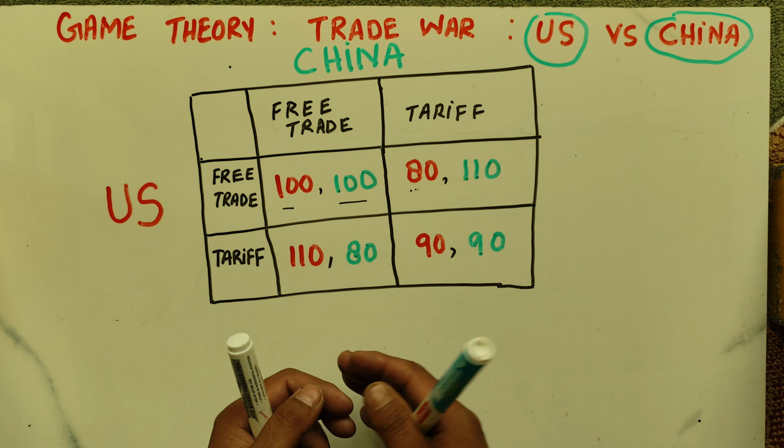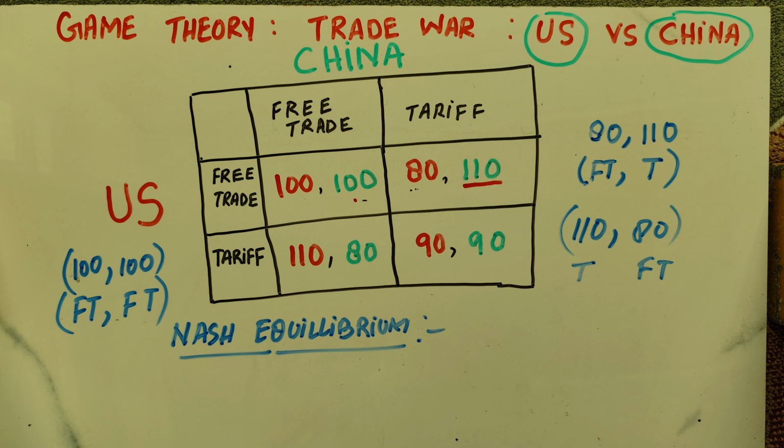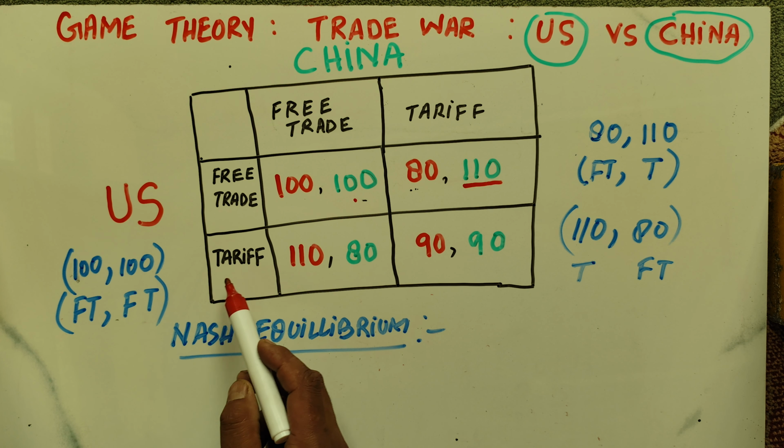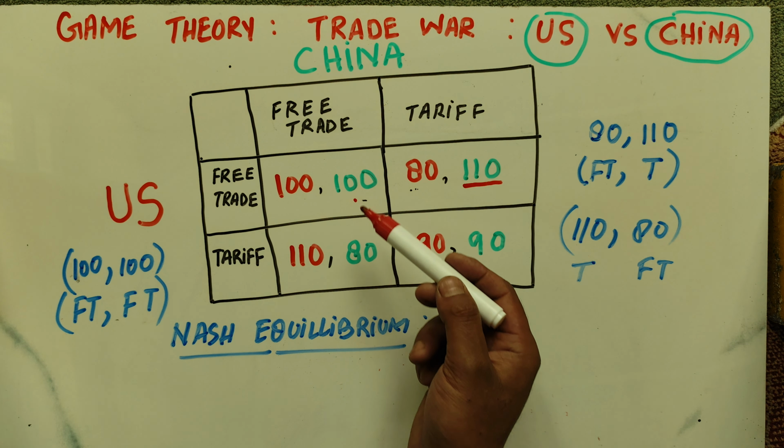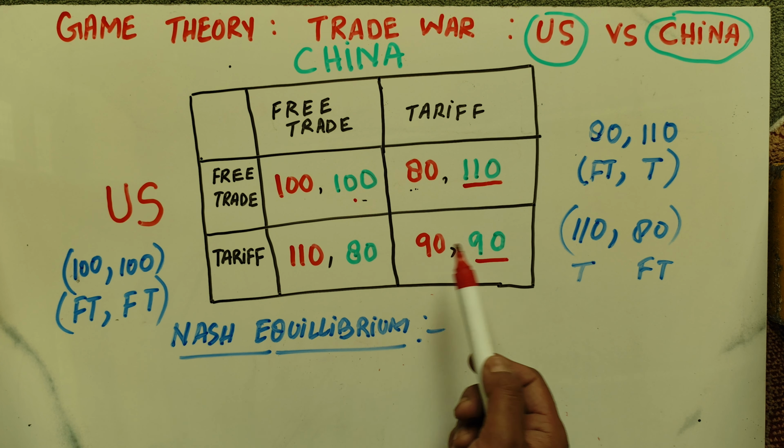So let us take, if US imposes free trade, China has two options, either to go for free trade or tariff. Free trade gives it a payoff of 100, tariff gives it a payoff of 110. Obviously 110 is greater than 100. Let us underline this here. Similarly, if US imposes tariff, China has two options, either free trade or tariff. Obviously 80 is less than 90, that means China will opt for tariff. Here you can see this column dominates this column. So we underline that very number where we get the higher payoff.